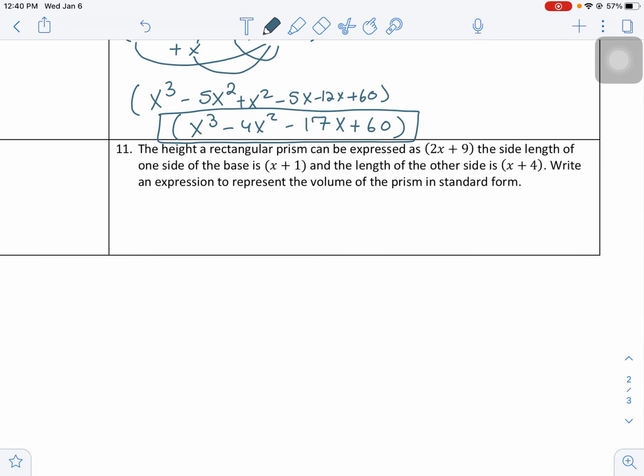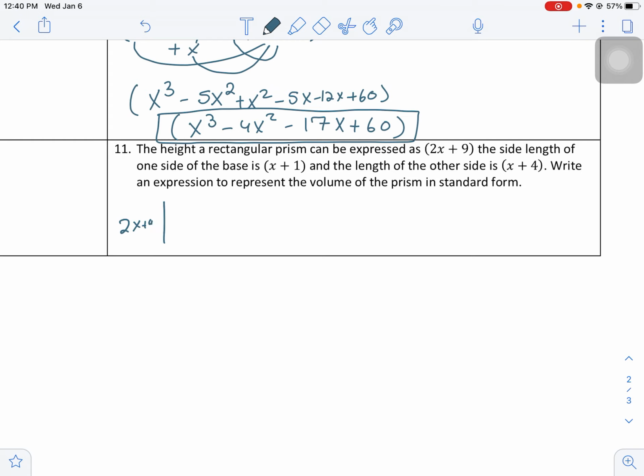This last question says the height of a rectangular prism can be expressed as 2x plus 9, right? So this right here, 2x plus 9. One side of the base is x plus 1. The other side is x plus 4. So then we have x plus 1. And then the other side is going to be x plus 4, right? So our box is looking something like this. Oh, probably not my best drawing.